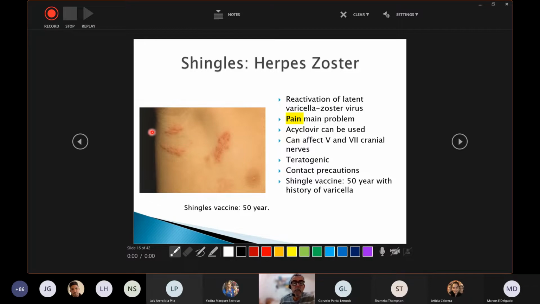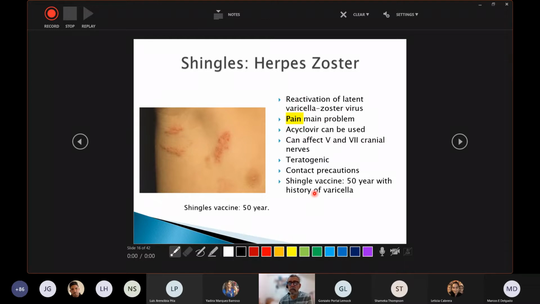Second, shingles produce a lot of pain. So pain is the main problem. This is frequently tested. Which is the most important medication to be given in shingles? It is the pain medication. And third, acyclovir cannot cure the shingles, but can make the shingles less severe. Yes, acyclovir is an antiviral medication that could shorten and appease the severity of the shingles.